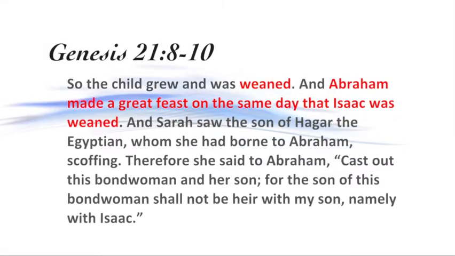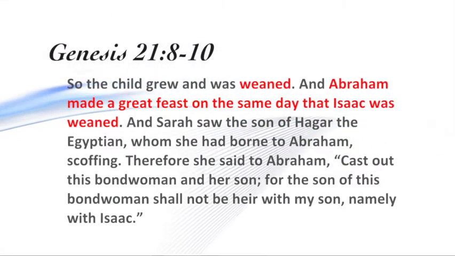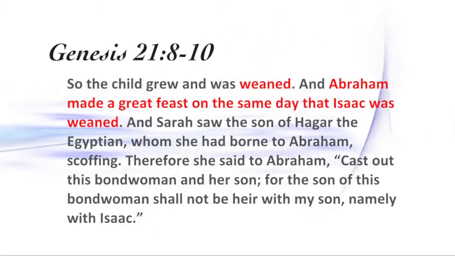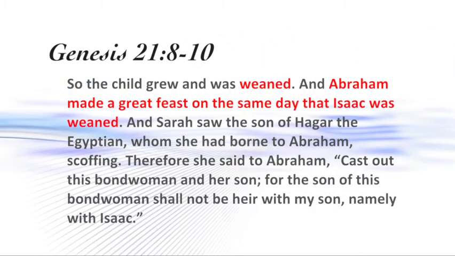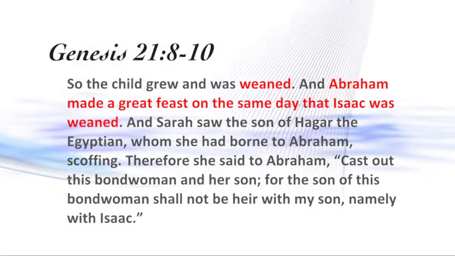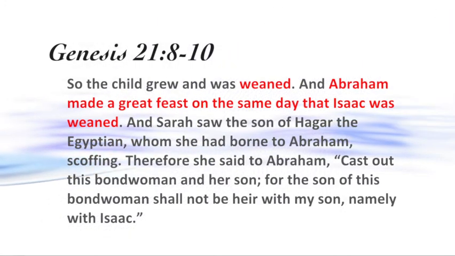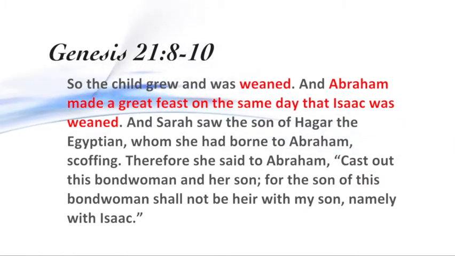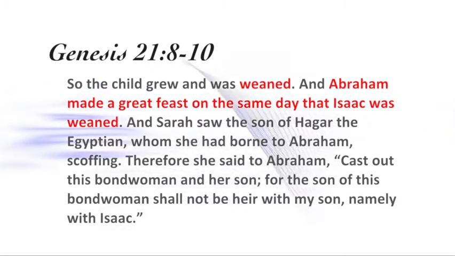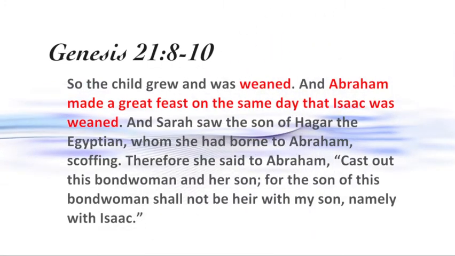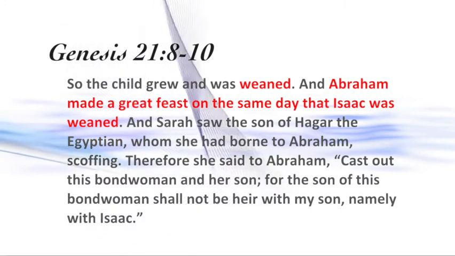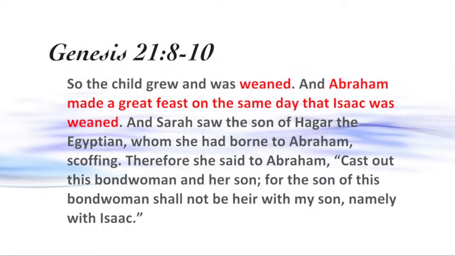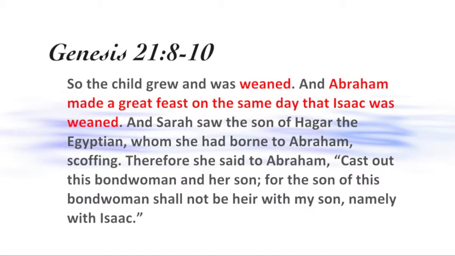And the child, Isaac, grew and was weaned. And Abraham made a great feast the same day that Isaac was weaned. And Sarah saw the son of Hagar the Egyptian, which she had borne unto Abraham, mocking. Wherefore she said unto Abraham, Cast out this bondwoman and her son, for the son of this bondwoman, who was Ishmael, shall not be heir with my son, even with Isaac. So 30 years after the covenant was given, Isaac, aged 5, was weaned.